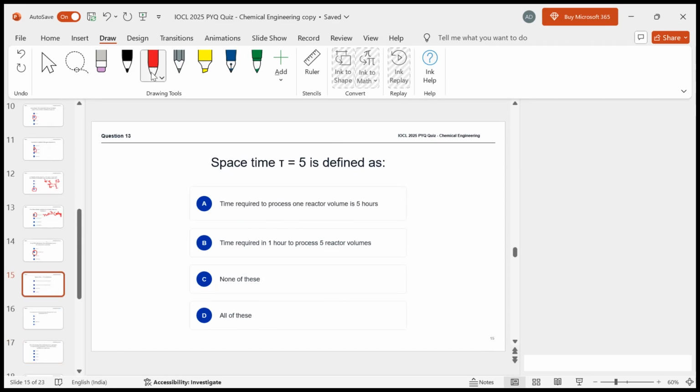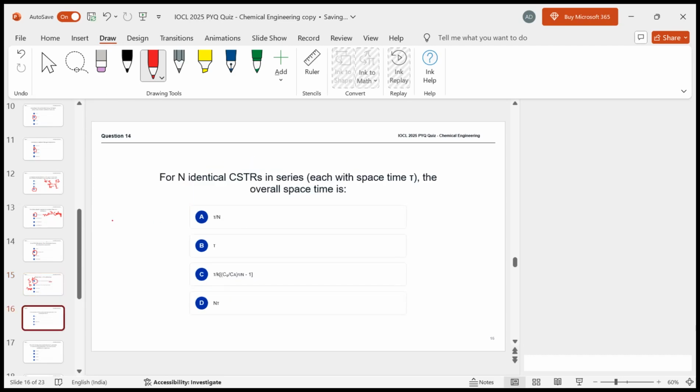Space-time is defined as the time required to process one reactor volume. The space-time unit is seconds, hour, minute. So obviously the correct answer would be 5 hours, because the answer given is 5 hours.